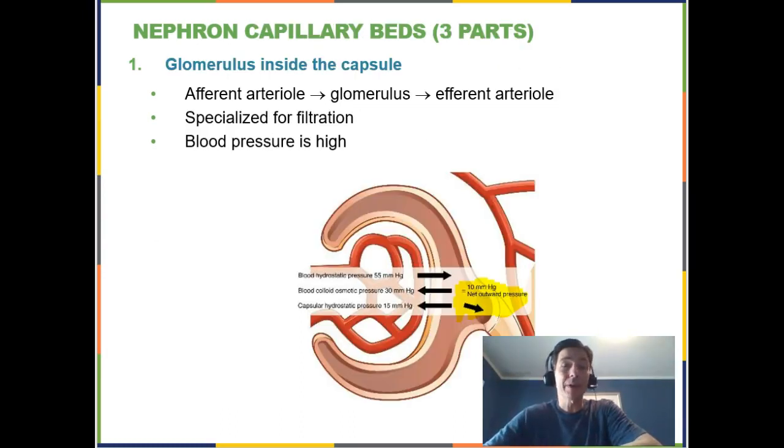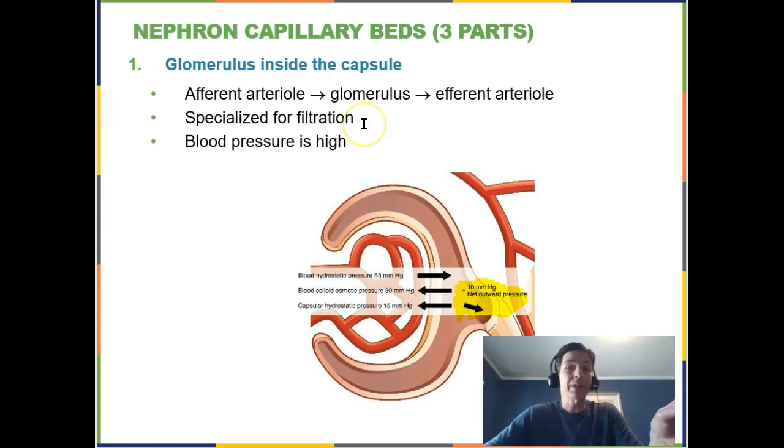So then the capillary beds, there are going to be three different vascular structures or capillary beds that we care about. The first is the glomerulus. It is this tangle of blood vessels here, which is surrounded by the renal capsule, or what used to be called Bowman's capsule. Blood flows into it through an afferent arteriole. Fluid leaks out of it. That fluid we are going to call filtrate. And then blood leaves the glomerulus via the efferent arteriole.